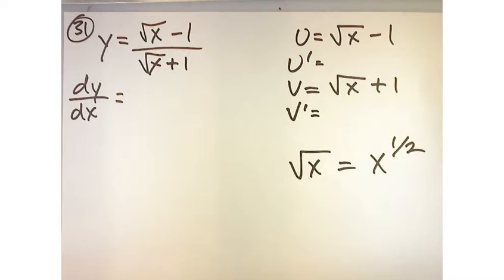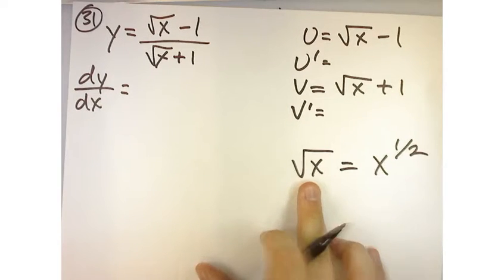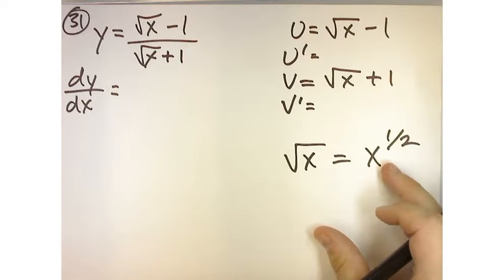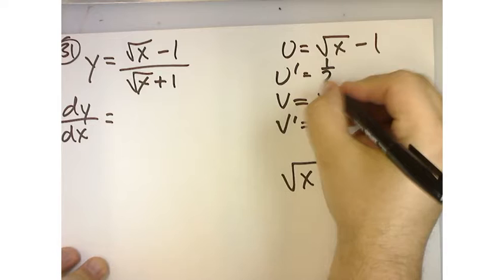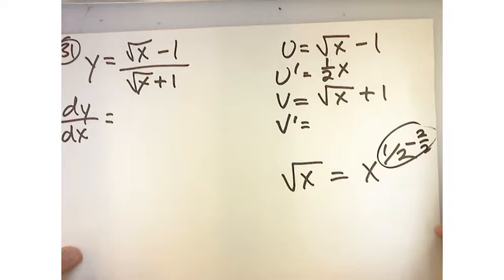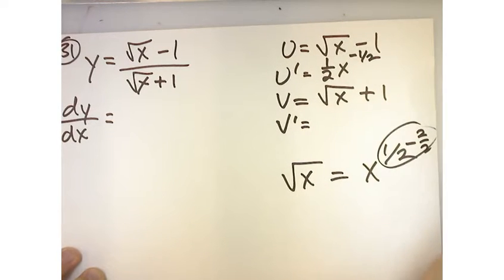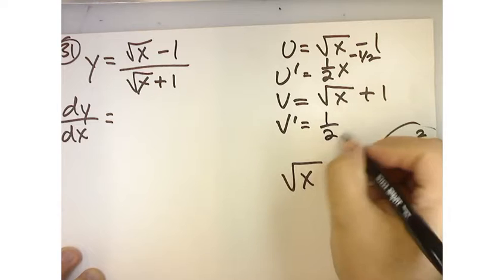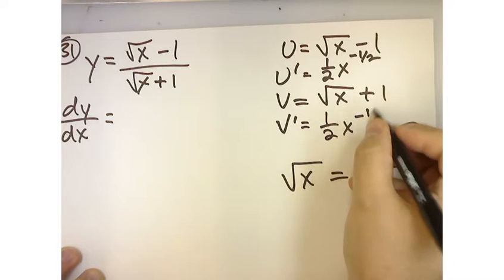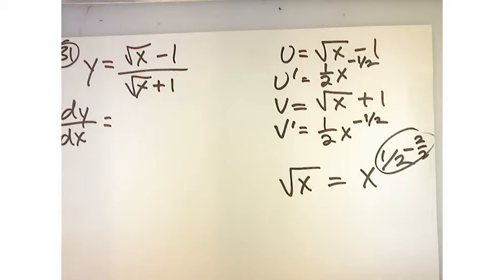I'm still recording. So when we take the derivative of u, remember that the square root of x is actually the same as x raised to the 1/2. So this is technically 1/2 x, but now when I subtract 2 over 2, because we're supposed to subtract 1 from the power, what does that give me? A negative 1/2. And the same thing here, I got 1/2 x to the negative 1/2. Why'd you subtract? Using the power rule.